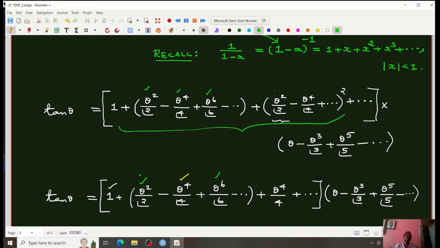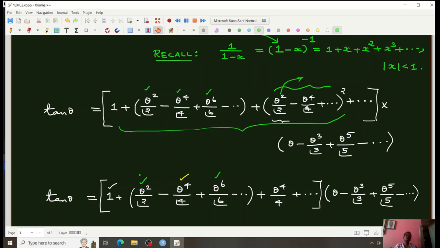And from here, we are going to consider only the first term. When you square it up, theta square by 2 whole square is theta power 4 by 2 factorial, which is 2 squared. When you square it up, what you will get is theta power 4 by 4. We leave the other terms because we do not require them. We need only up to theta power 5, and we are not going to consider powers greater than theta power 5. So, theta power 4 by 4 factorial. We are going to stop with that.